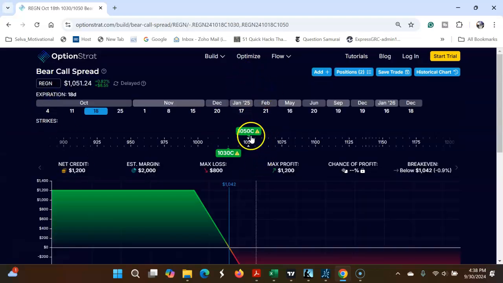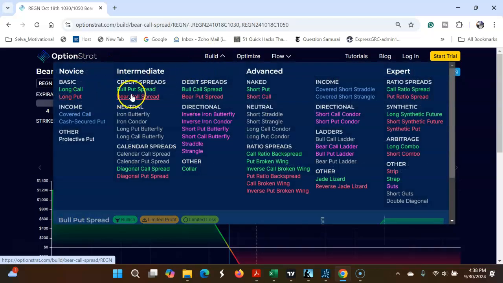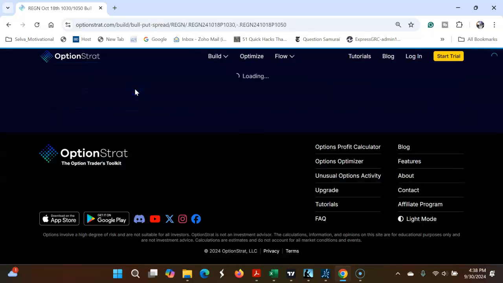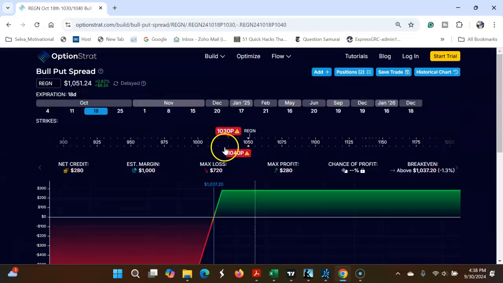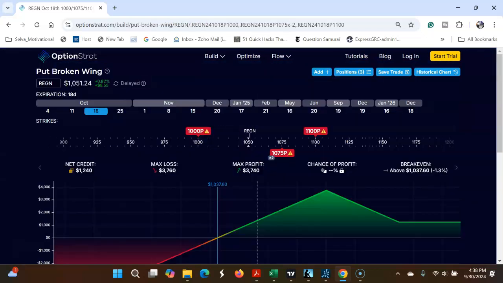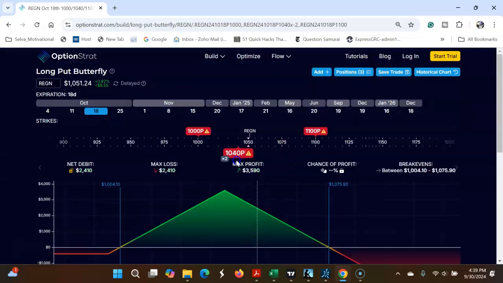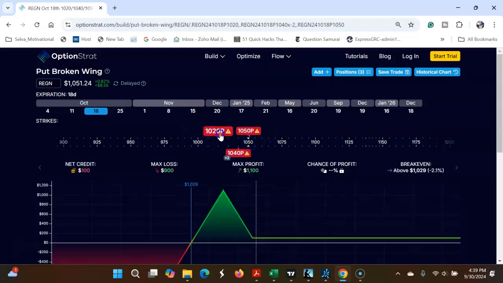Okay, we are bullish, so it's a bull put spread, 140, 130. So we are getting 280 credit. Okay, so if you want a different strategy, use put broken wing butterfly. Let's look at here. Not much money.